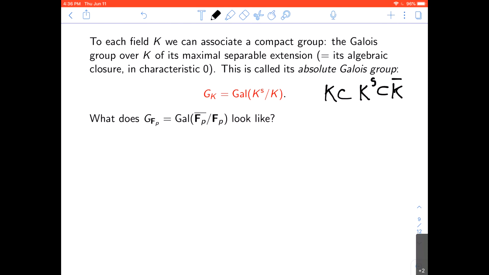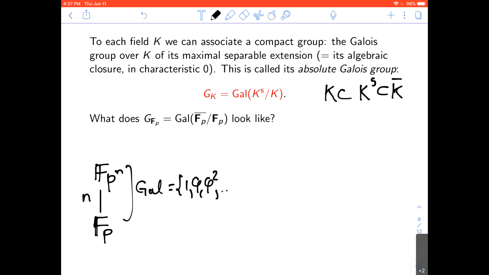So we have an interesting method of creating for every field some compact group. It's the Galois group of its separable closure over itself. So let's take a look at the absolute Galois group of Fp. From the theory of finite fields, there's one extension of every degree, and the Galois group is generated by the pth power map. So let's call that phi.